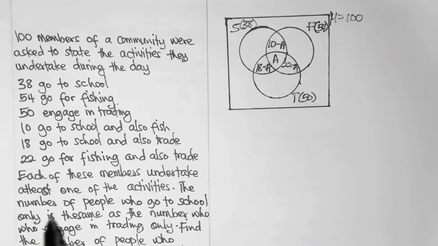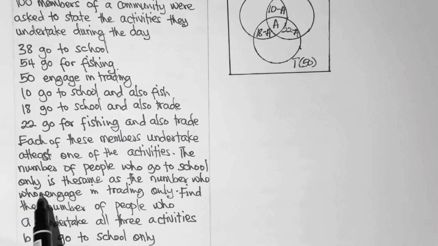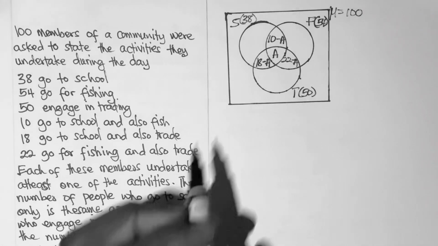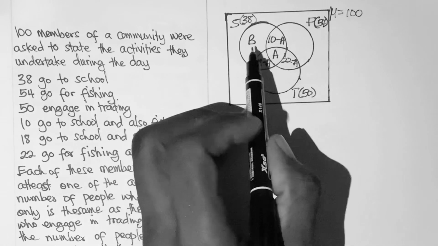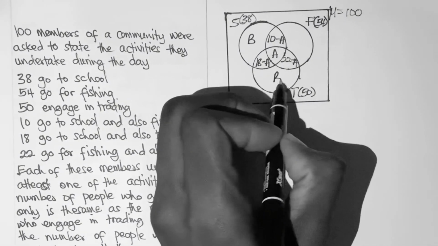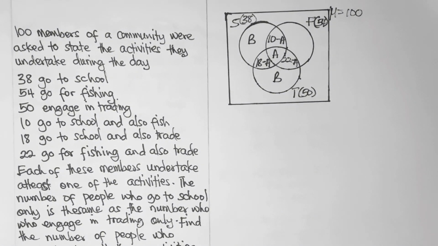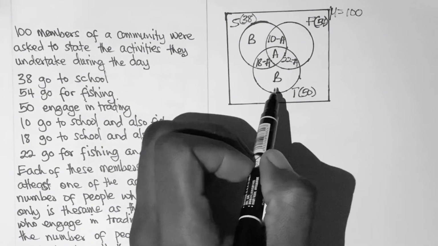Then he says that the number of people who go to school only is the same as the number of people who engage in trading only. So now let's represent this with capital B. It means that this is school only and they are the same as trading only. So that means here is also capital B. Now we are supposed to find the number of people who undertake all 3 activities. So what we need to do is write equations in terms of A.